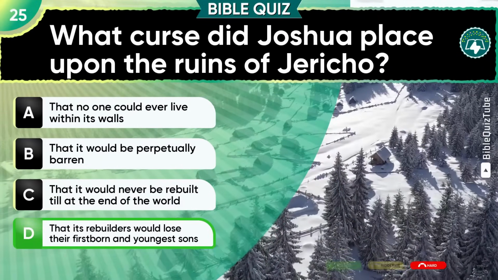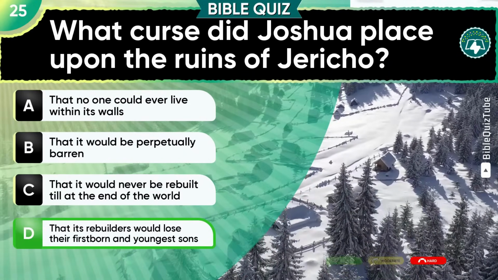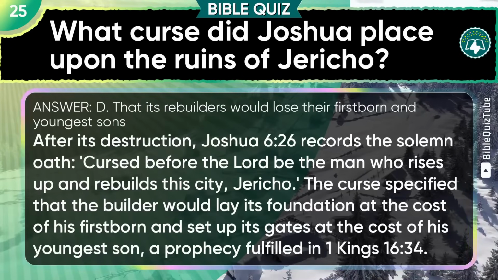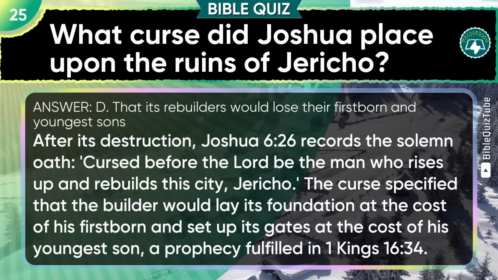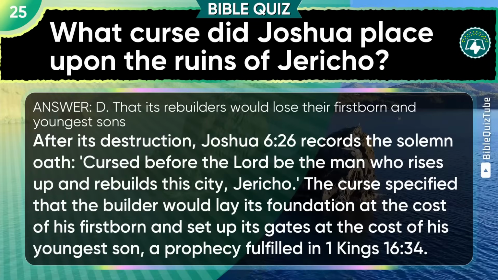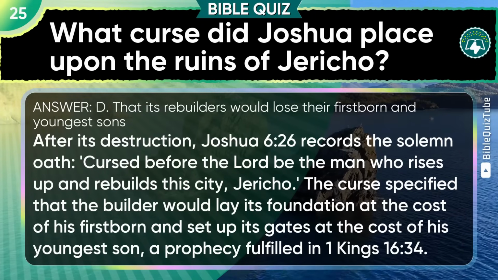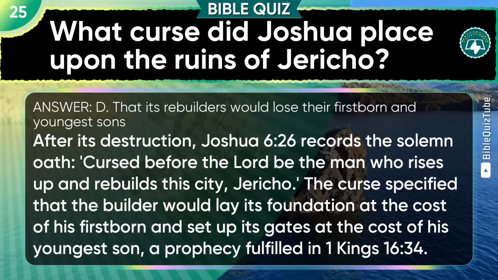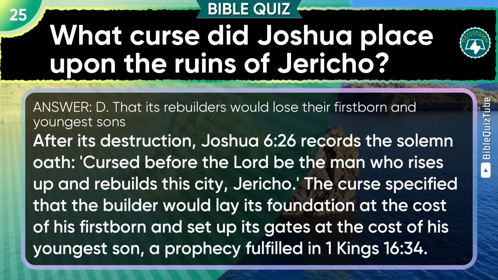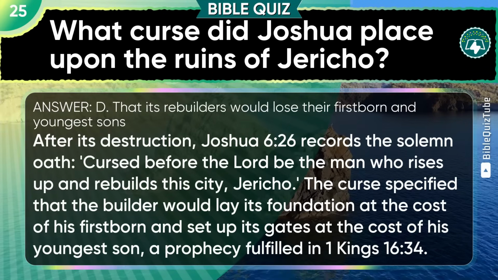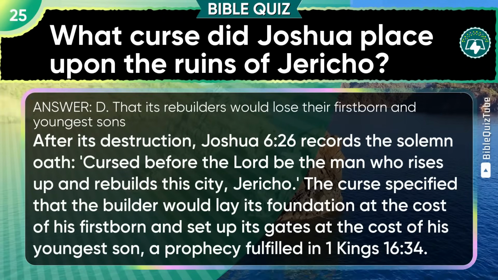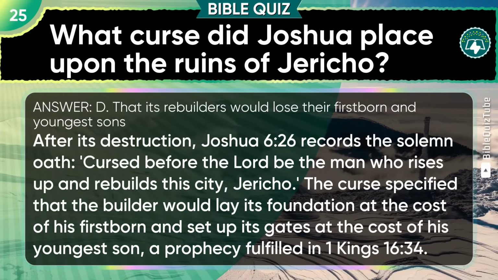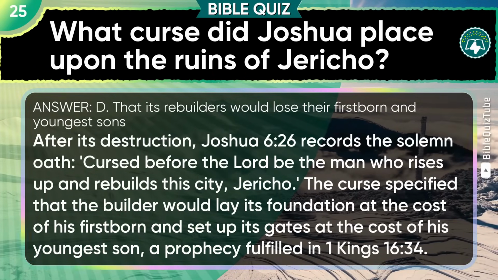The correct choice is D. That its rebuilders would lose their firstborn and youngest sons. The explanation. After its destruction, Joshua chapter 6 verse 26 records the solemn oath, "Cursed before the Lord be the man who rises up and rebuilds this city, Jericho." The curse specified that the builder would lay its foundation at the cost of his firstborn, and set up its gates at the cost of his youngest son, a prophecy fulfilled in 1 Kings chapter 16 verse 34.